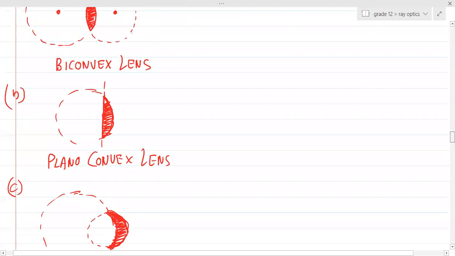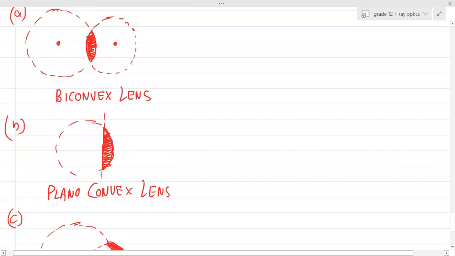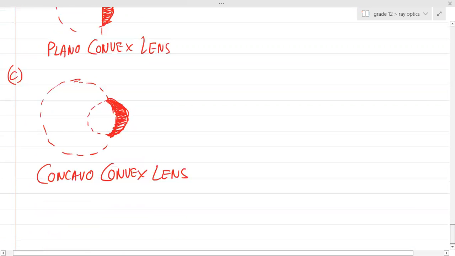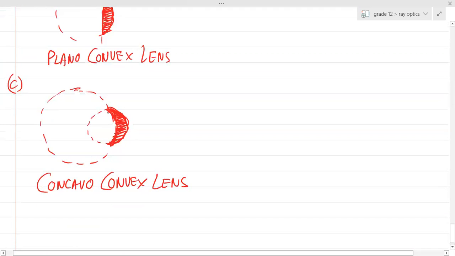So guys, first of all, why is it called convex? I told you, convex is the term used for something bulging out, right? So can you see in this case, both surfaces were bulging out. So that's why it is a biconvex lens. One surface is bulging out, one is plane, so hence a plano-convex lens. And in the last case, one surface is caved inwards and one surface is bulging up. So concavo-convex lens. Is this clear?